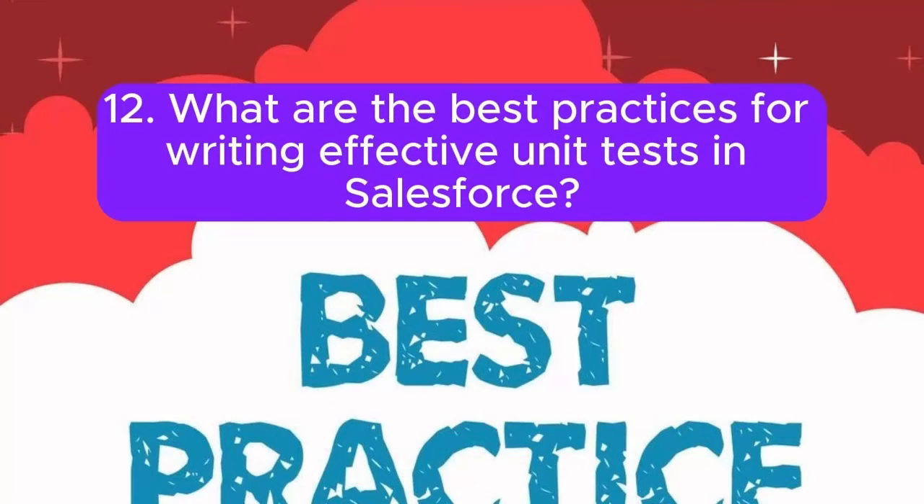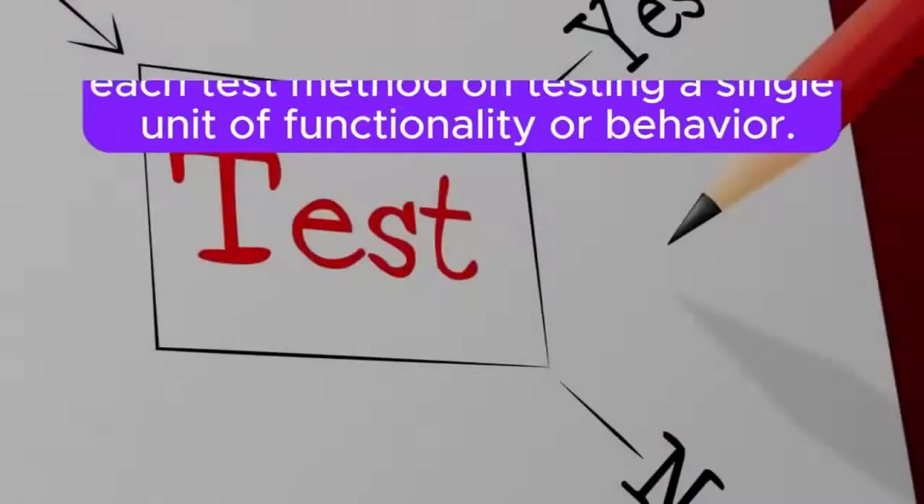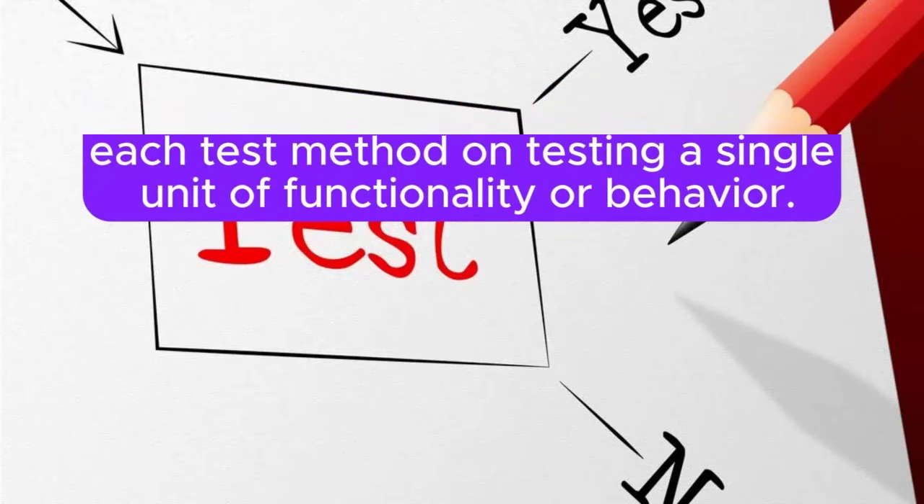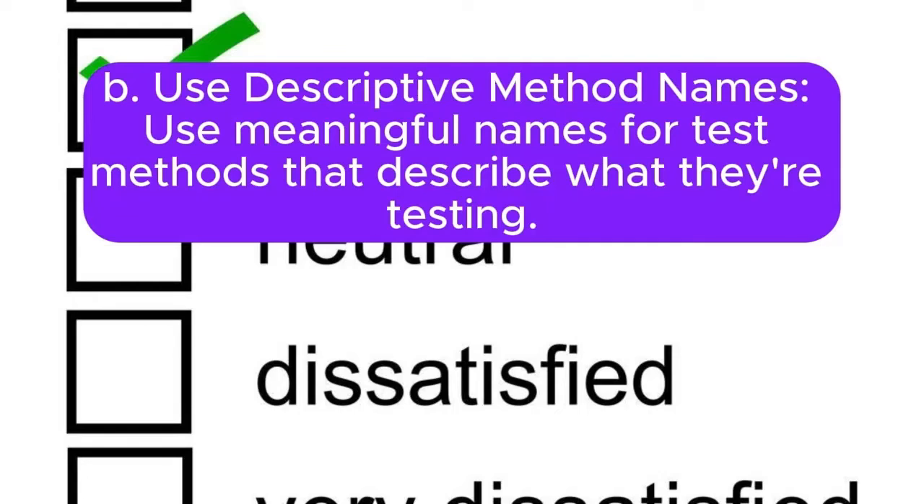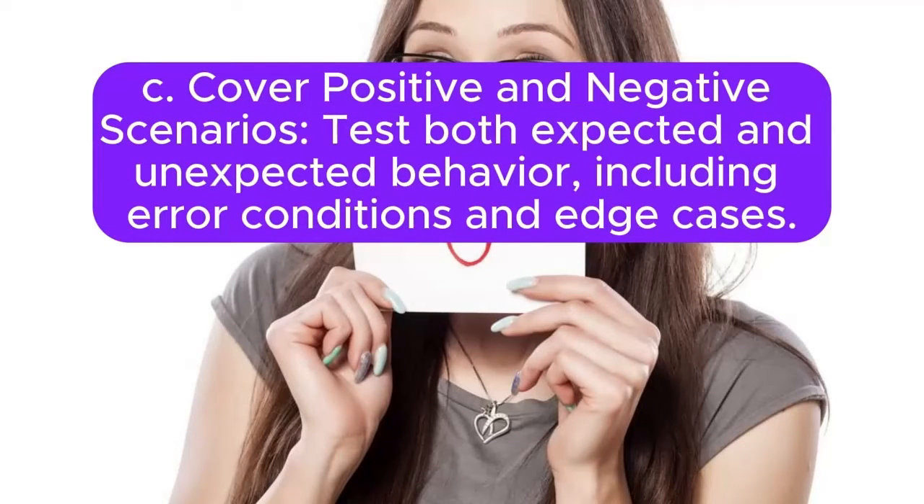12. What are the best practices for writing effective unit tests in Salesforce? Answer. Best practices for writing effective unit tests in Salesforce include: A. Test one thing at a time. Focus each test method on testing a single unit of functionality or behavior. B. Use descriptive method names. Use meaningful names for test methods that describe what they're testing. C. Cover positive and negative scenarios. Test both expected and unexpected behavior, including error conditions and edge cases.